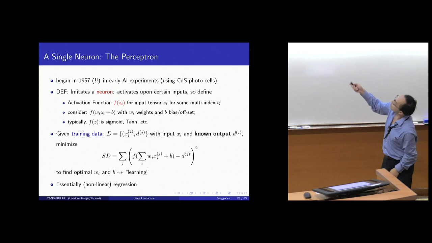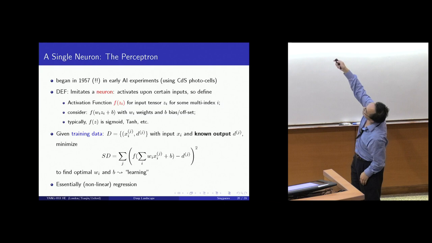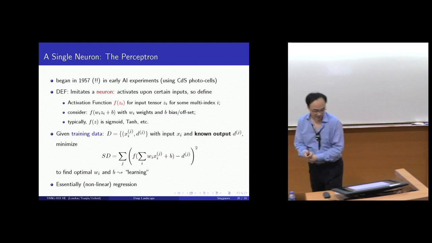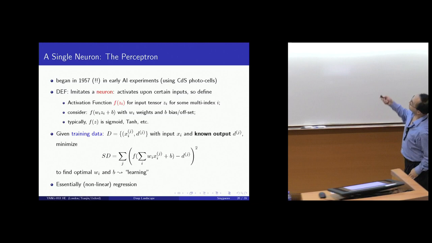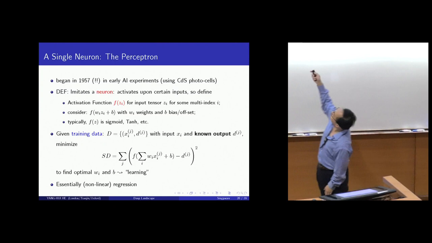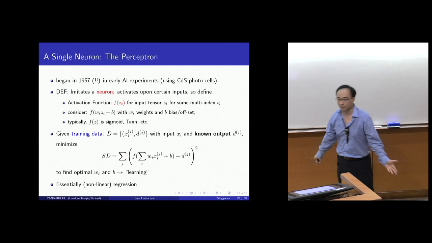But for us, a neuron is just some function, hopefully analytic, and nonlinear. Then you take some tensor input for some multi-index, so this could be some very complicated tensor input, and you consider this with what are called weights and biases. Typically, this neuron function is a sigmoid or hyperbolic tangent or some other nonlinear function. Then you feed training data into it and simply minimize some cost function, for example the standard deviation squared, to optimize the weights and biases built into this neuron, and then you use this to predict. This, of course, is nothing but regression. This is just nonlinear regression.